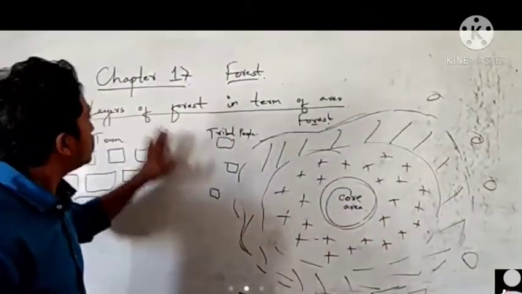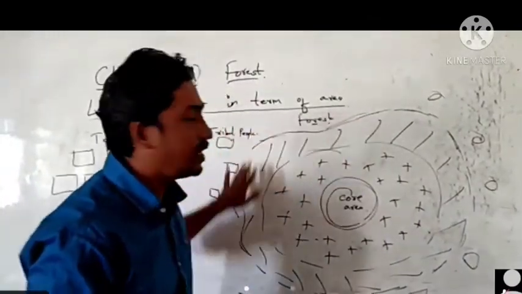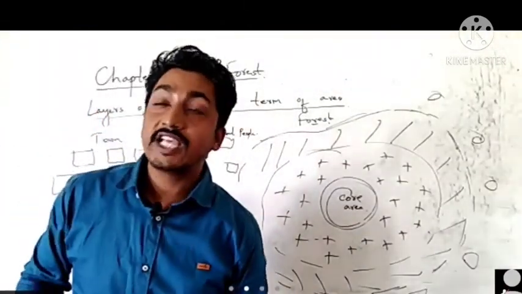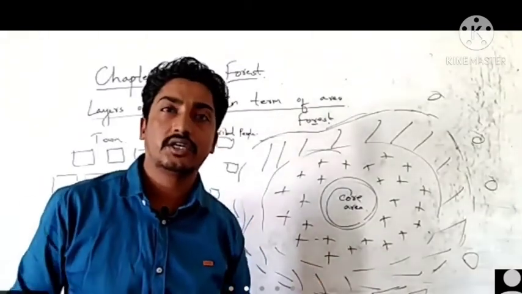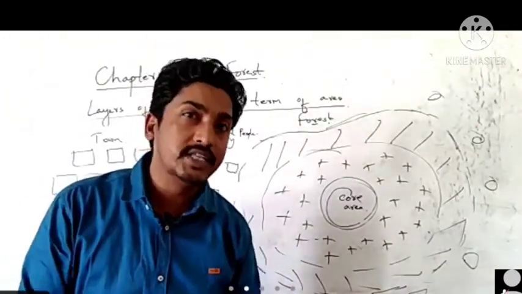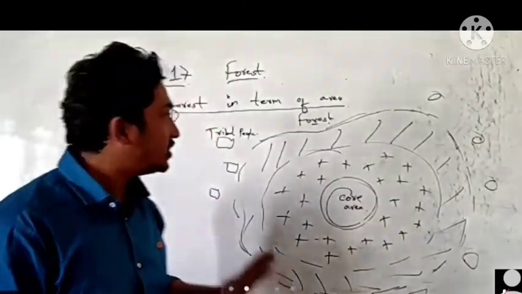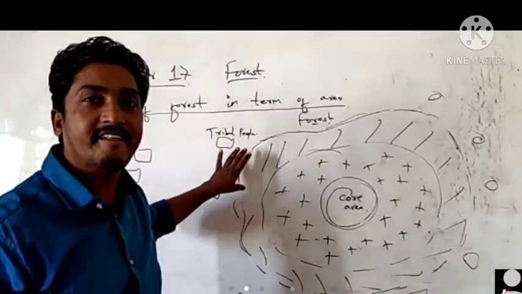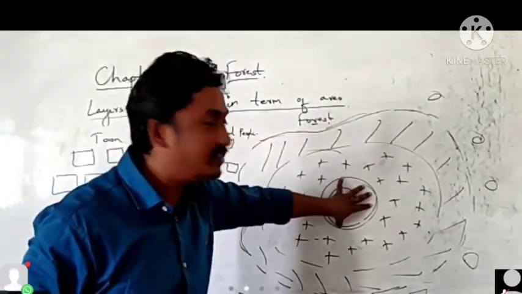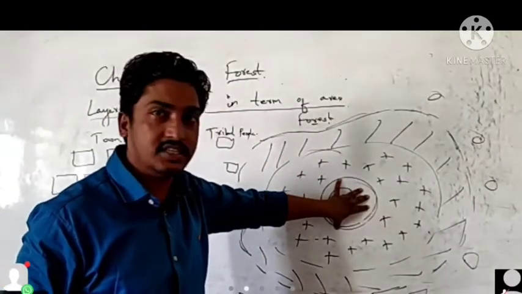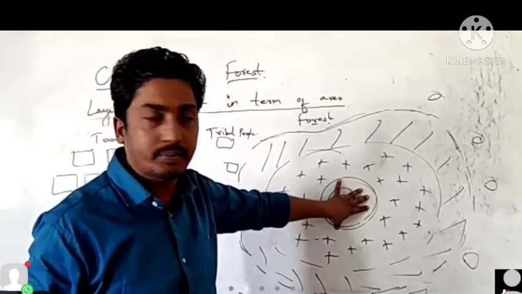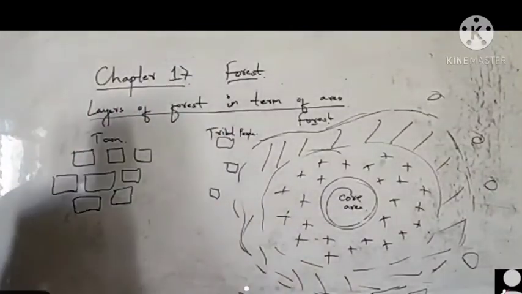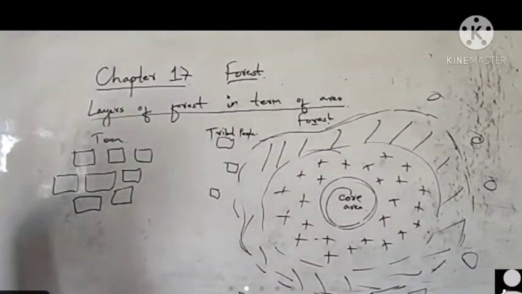So this is all about layers of forest. If you want to explore a forest, if you want to go roaming in the forest, then yes, you can go, but the thing is that you are only permitted to move in the outer area, not at the core of the area, okay. It's very risky and the forest department will not give you permission to go into the core area, okay. So this was all about layers of the forest in terms of areas.